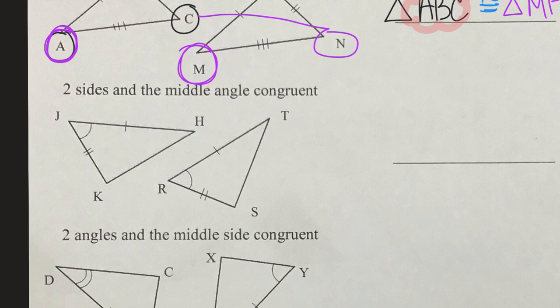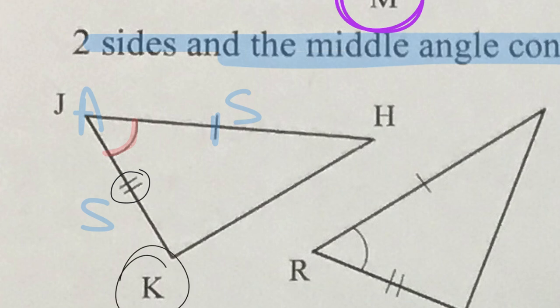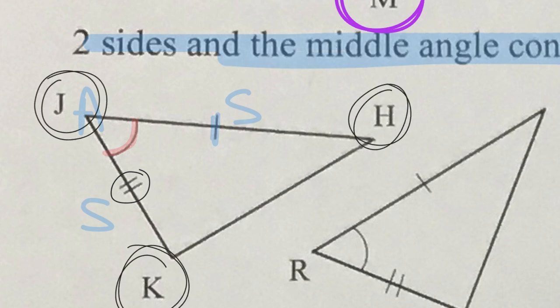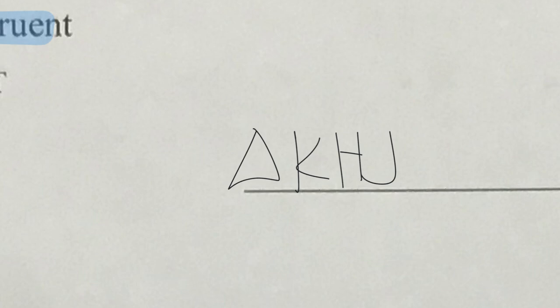We have another situation where there's two sides and the middle angle. So notice where the angle is in relation to your sides. It's in the middle. Here we have a side, and then we have an angle, and then we have another side. Side, angle, side. Two sides and the middle angle. So let's see if we can write a triangle congruence statement. I'm going to start this one with KHJ. Remember the first one doesn't really matter, so I'm just going to write KHJ for fun. Wasn't that a lot of fun?